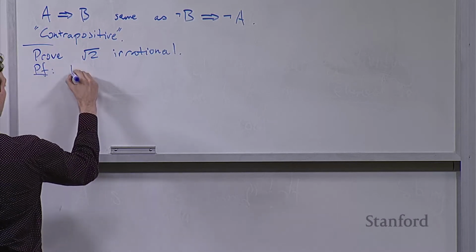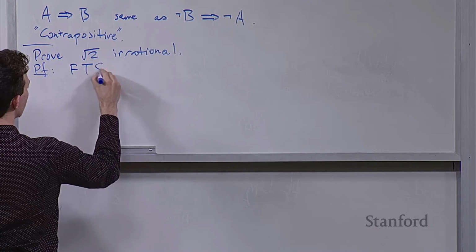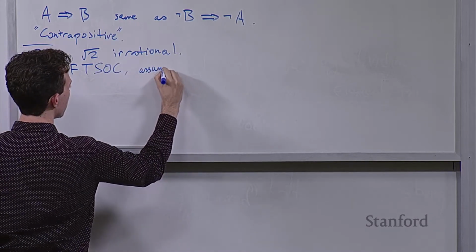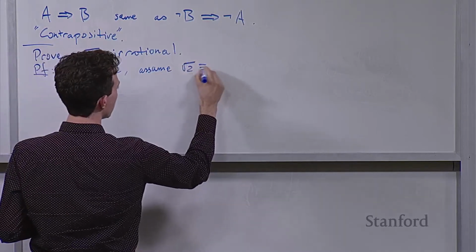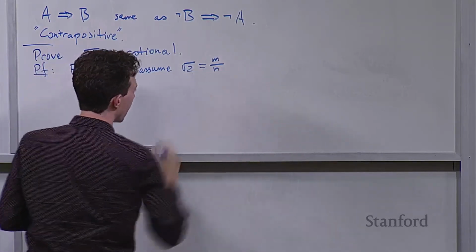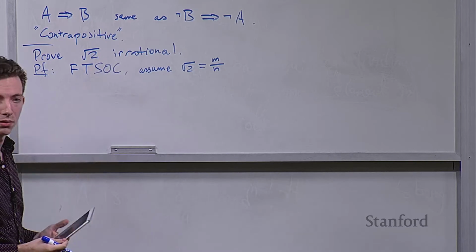Proof. You might see this sometimes. I don't actually write it, but it's useful to see: for the sake of contradiction, assume that root 2 can be written as m over n for some whole numbers m and n. Now we're going to show that this leads to a contradiction, and so this assumption can't hold.